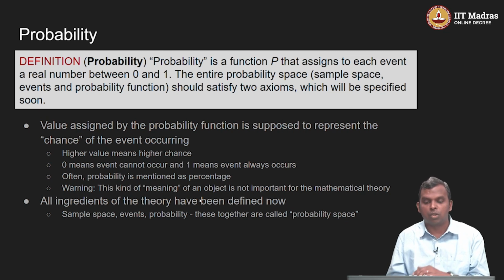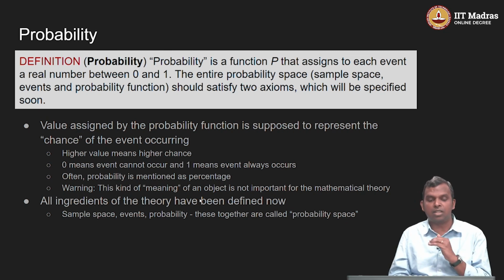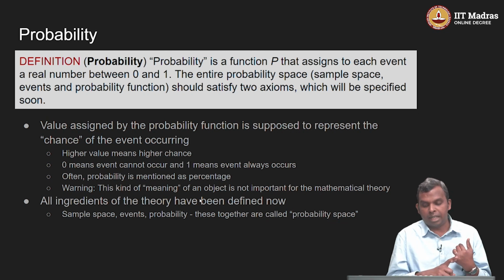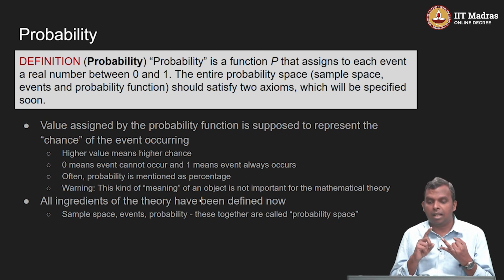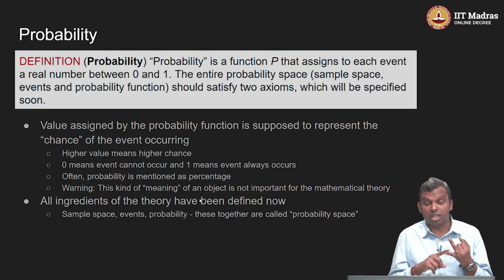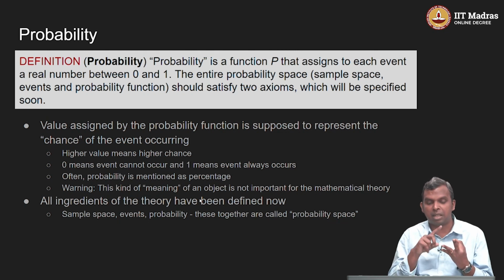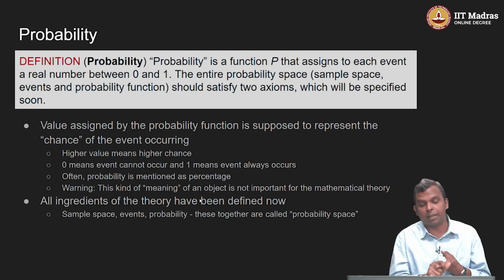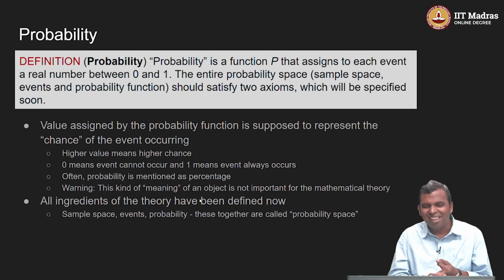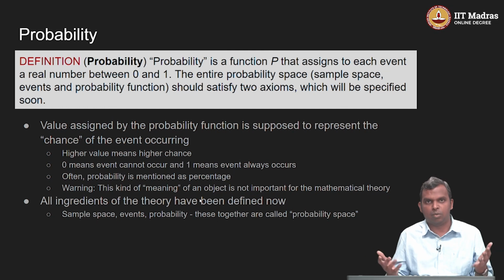Okay, so these 3 things together: sample space, events, probability function. These 3 together make up something that people generally call the probability space. Okay, so it's called probability space. Of course, there's experiment and outcome, but they are not mathematically precise objects, right?